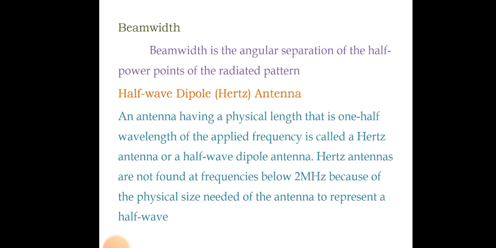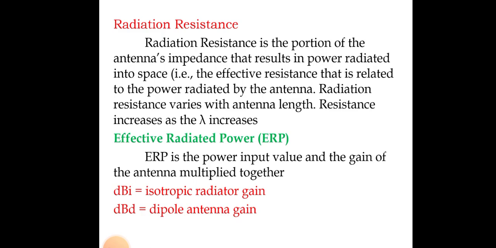There are many types of antenna. One is the half wave dipole antenna. A half wave dipole antenna is an antenna having a physical length that is 1/2 wavelength of the applied frequency. It is called a Hertz antenna or a half wave dipole antenna. Hertz antennas are not found at frequencies below 2 MHz because of the physical size needed for the antenna to represent a half wave. Another term related to antenna is radiation resistance.